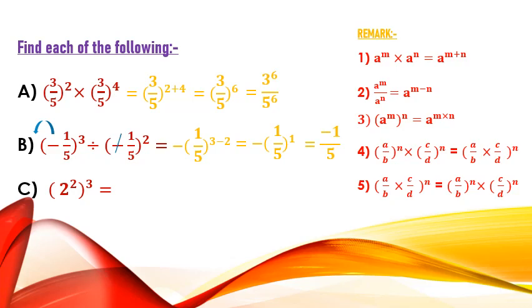Letter C: (2^2)^3, power of a power, we multiply, 2 power 2 times 3 equals 2 power 6.